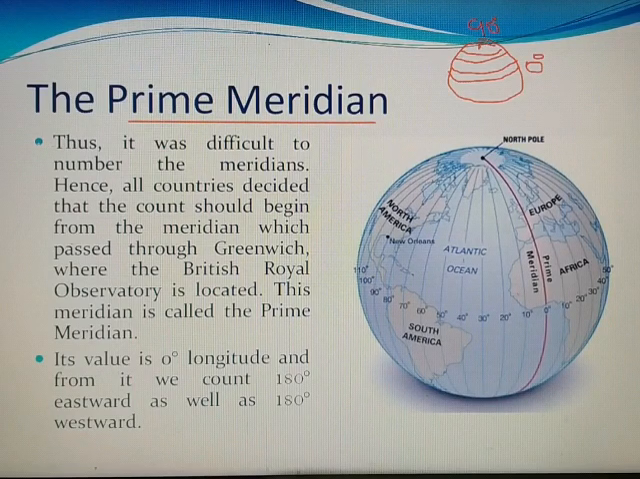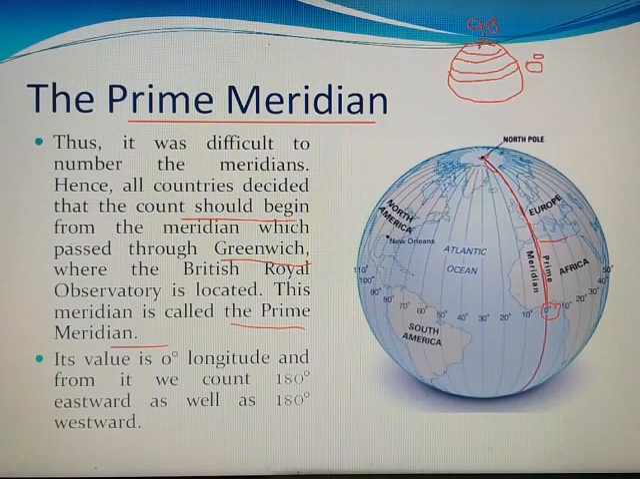So look here. Since it was difficult to number the meridians, all the countries decided that the count of the longitude degree should begin from the meridian which passes through Greenwich, where the British Royal Observatory is located. This meridian is called the prime meridian. It is here, the red line, this one. It passes through Greenwich, and here it is written as 0 degree. From here the count of the longitude is going to start.